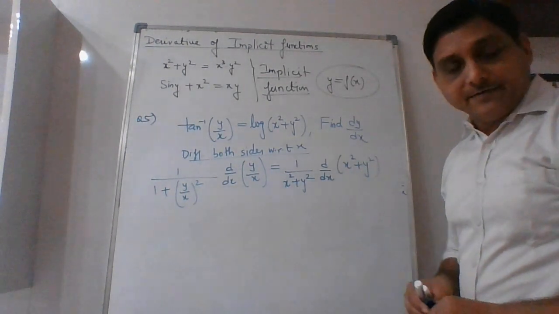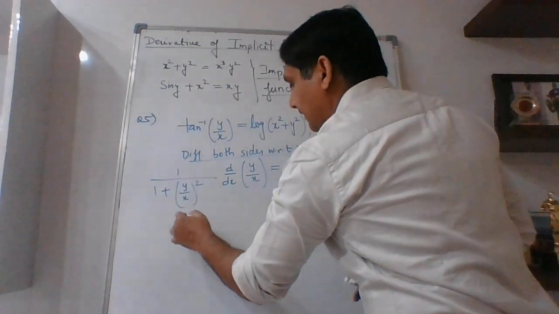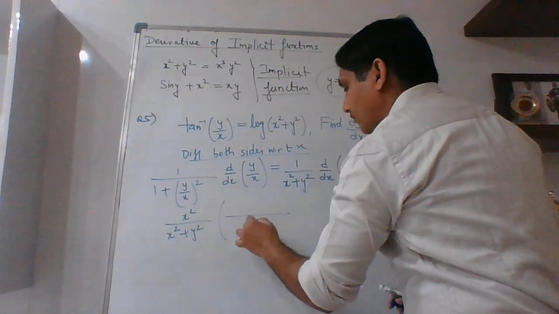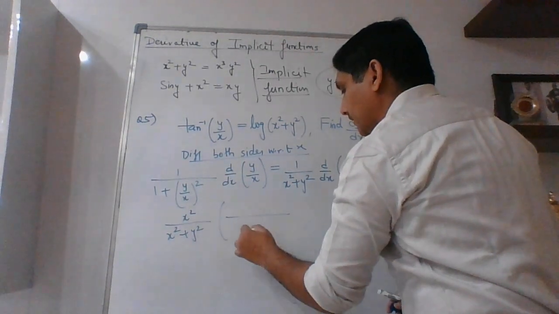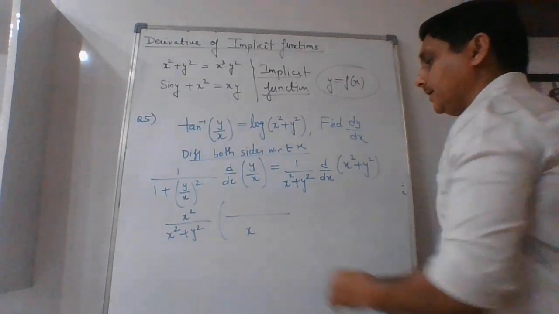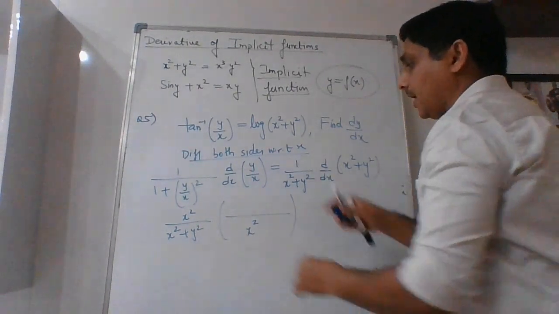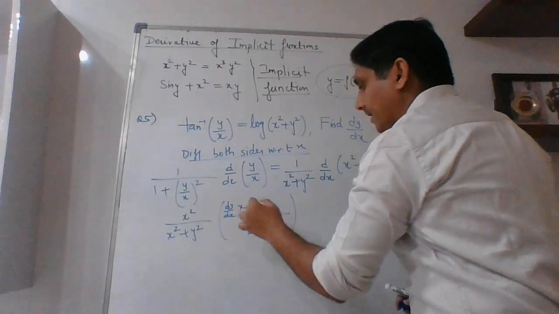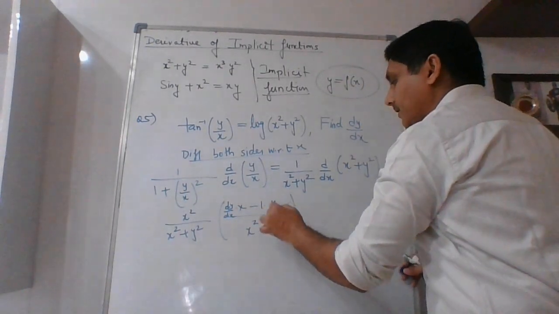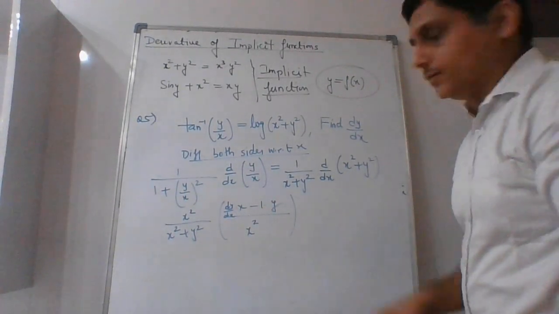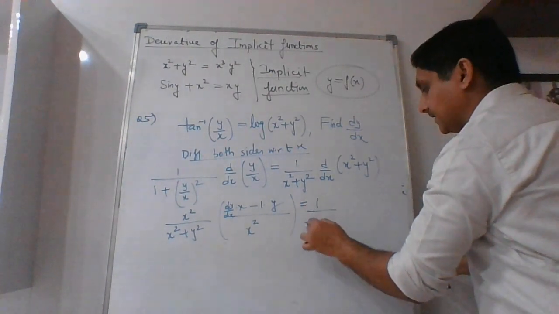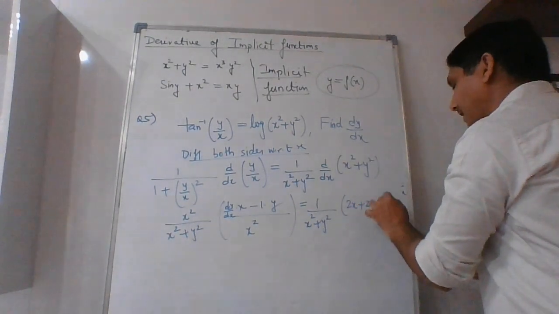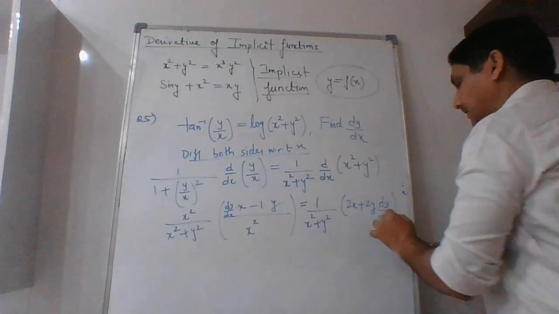Now, let us proceed further. Here I can take LCM and rewrite this expression. When you apply the quotient rule here, it will be x square times the derivative of the numerator, that is dy upon dx, denominator as it is, minus derivative of denominator, numerator as it is. This is the quotient. And on this side, you will get x square plus y square, times 2x plus 2y dy upon dx.